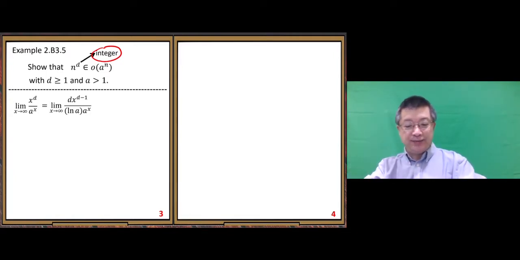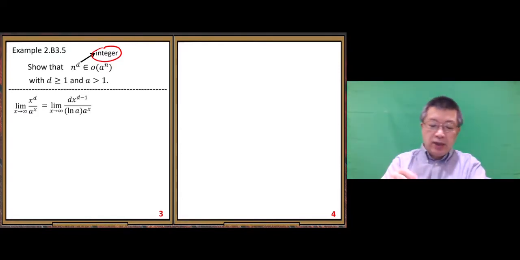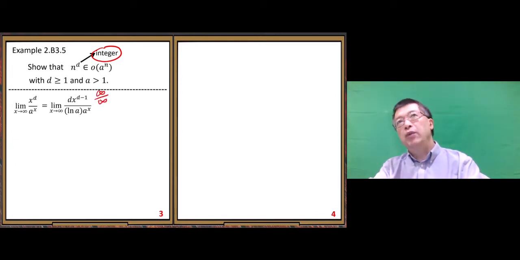Now we get that. After this, can we get an answer? We feel still not there yet, because now it is still infinity over infinity indeterminate form. We can still apply L'Hopital's rule another time.